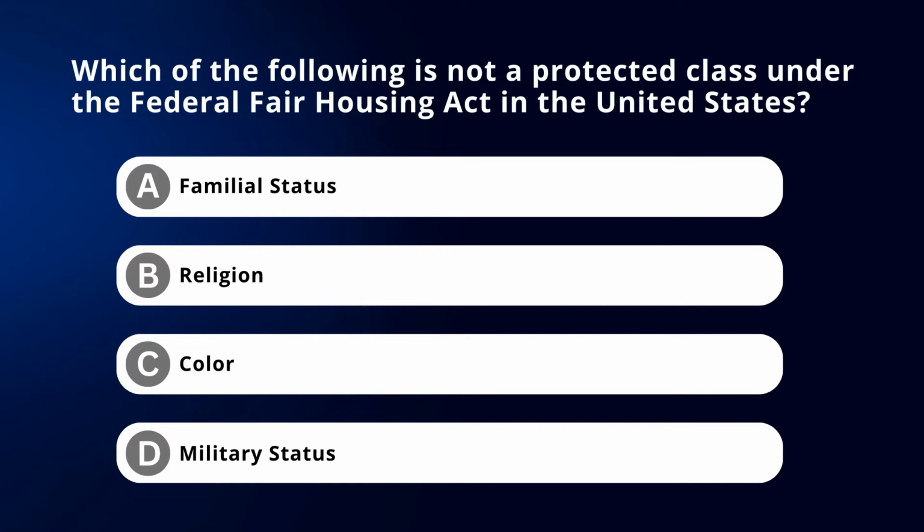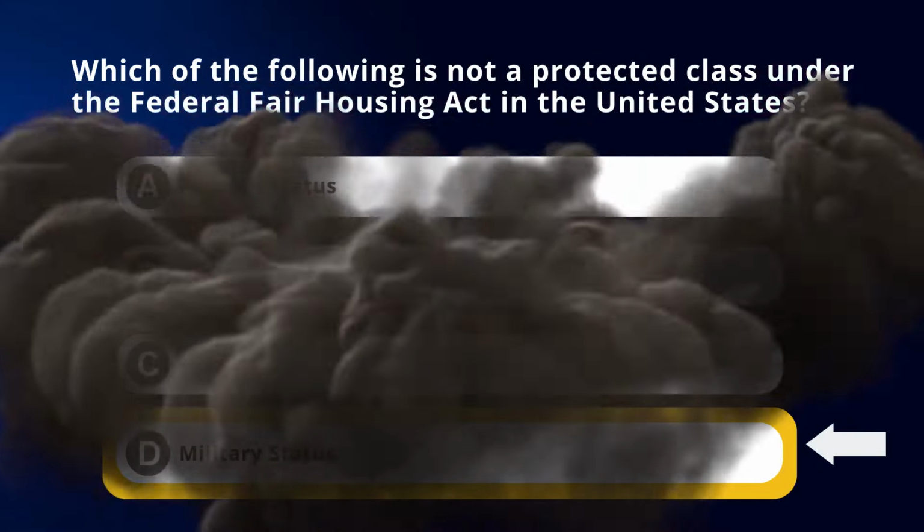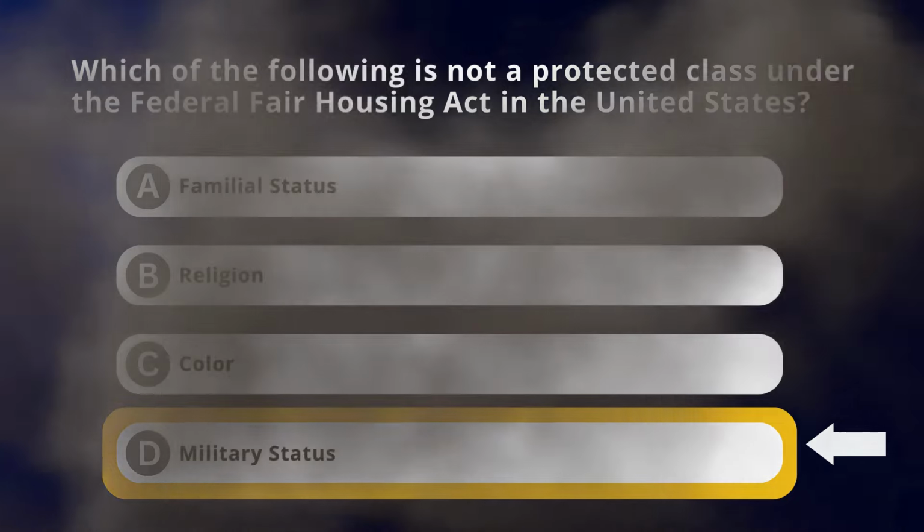Which of the following is not a protected class under the Federal Fair Housing Act in the United States? Letter A, familial status. Letter B, religion. Letter C, color. Letter D, military status. And the answer is letter D, military status. Okie dokie.